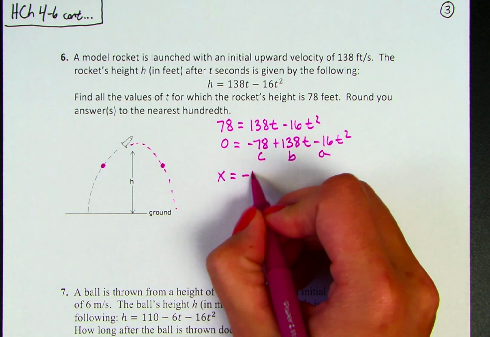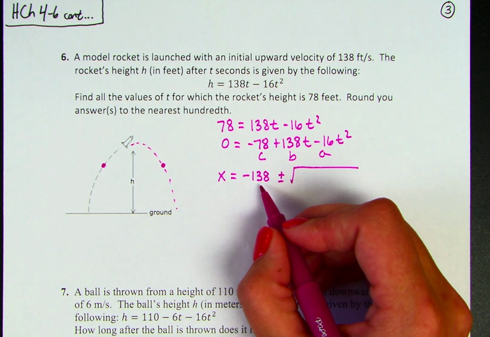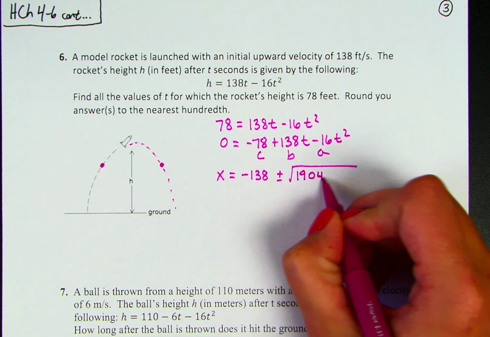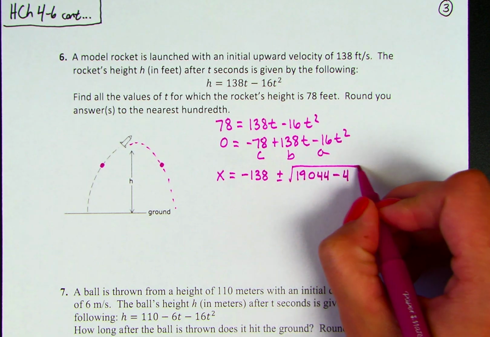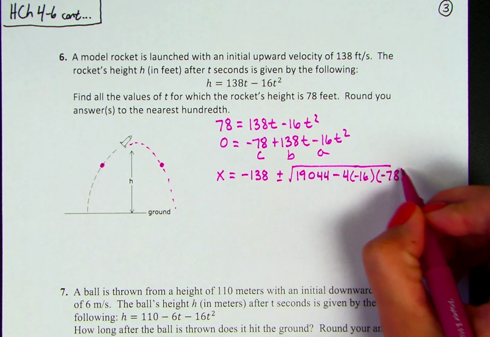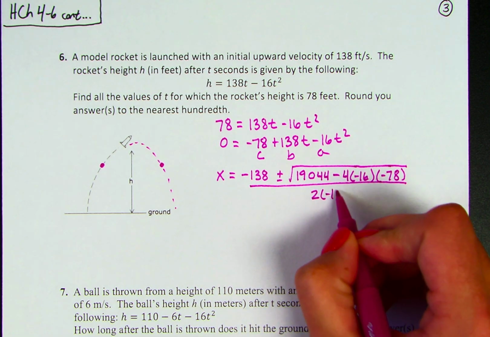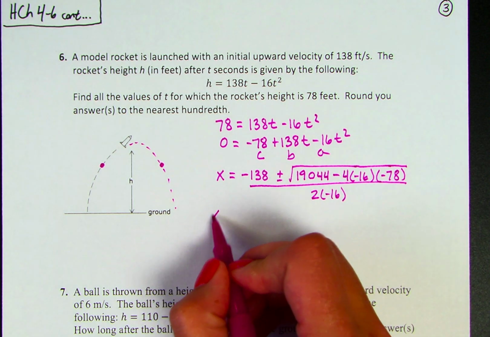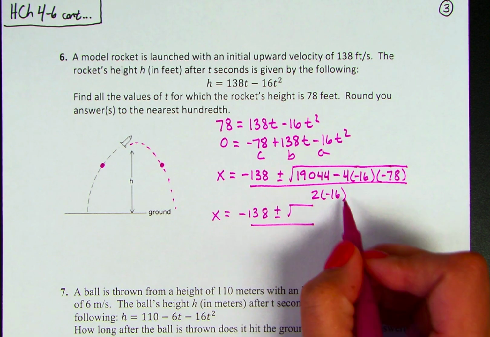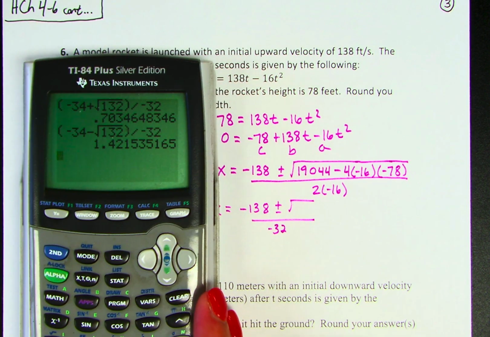So x will equal negative 138 plus and minus the square root of 138 squared, which is 19,044. And then minus 4 times A, which is negative 16, times C, which is negative 78. And that is all over 2 times A. So 2 times negative 16. So x equals negative 138 plus and minus the square root of something over negative 32. All right, so again, we're just using our calculator.